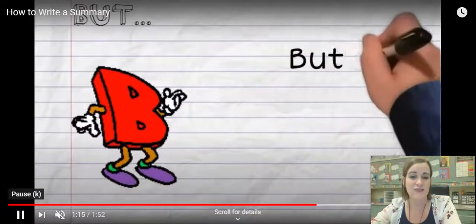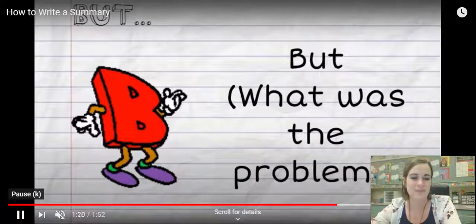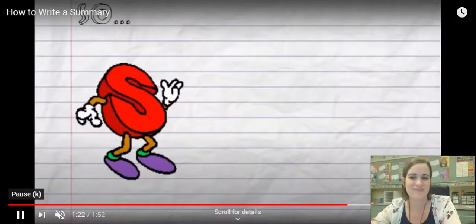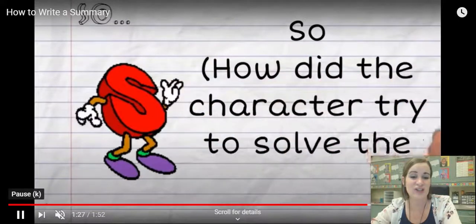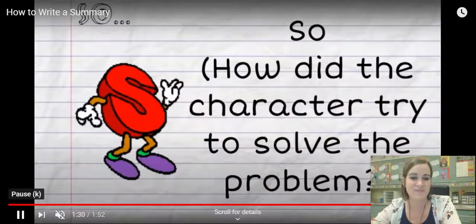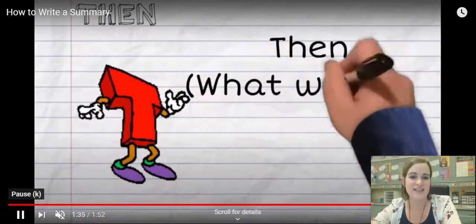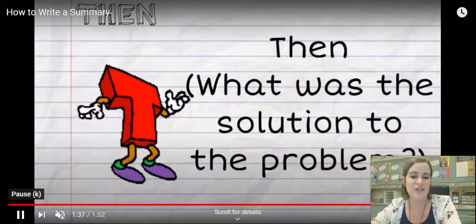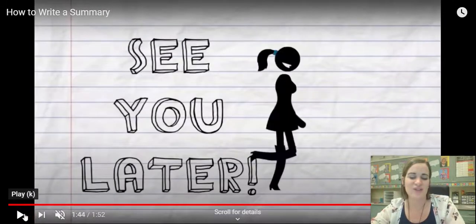Then the B stands for but, which is a problem of story. Then so. So is how did the character try to solve the problem? And lastly, then is what was the solution to the problem? So that is how you write a summary by using somebody wanted but so then.